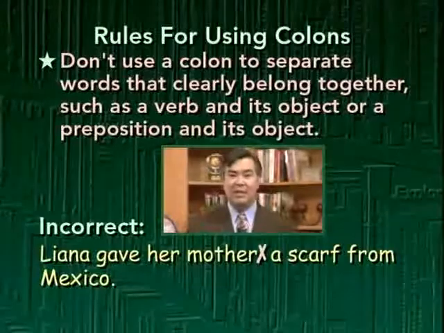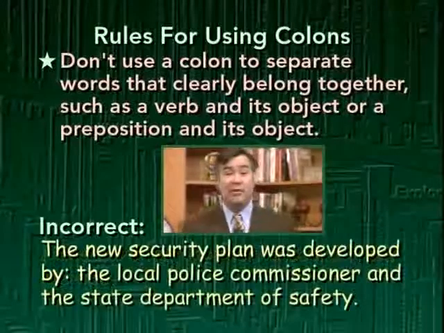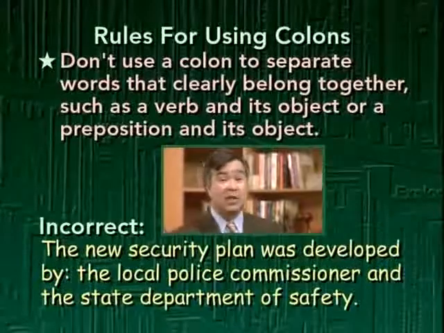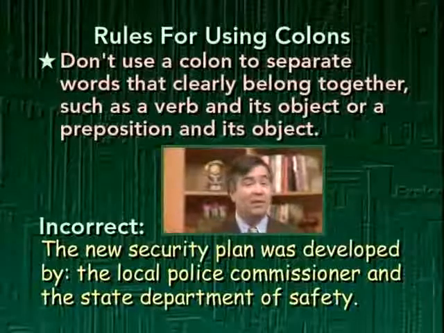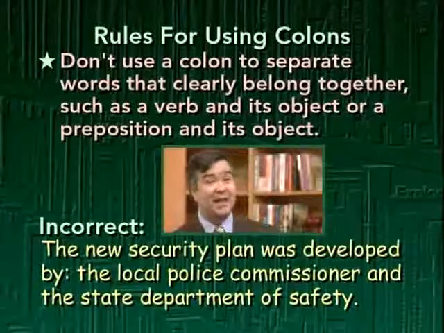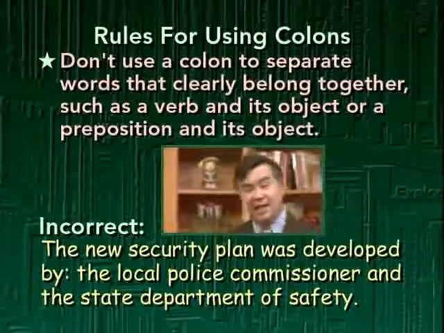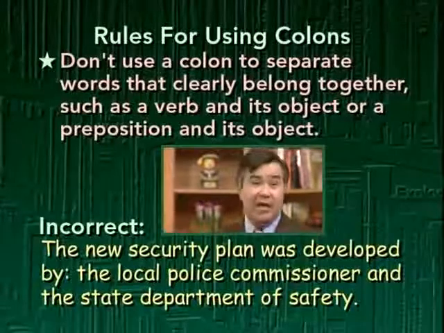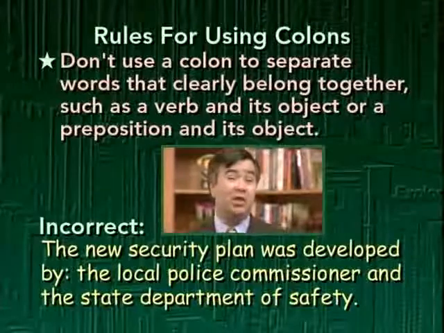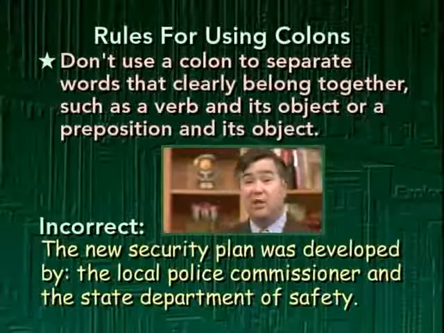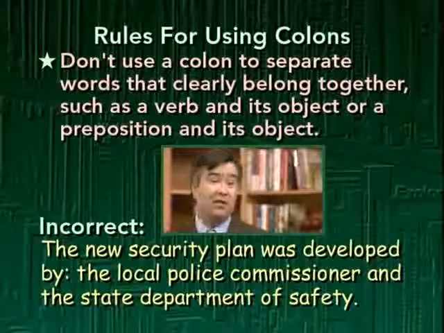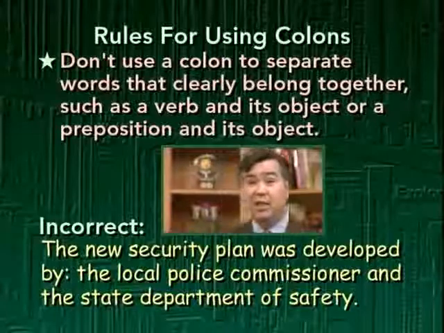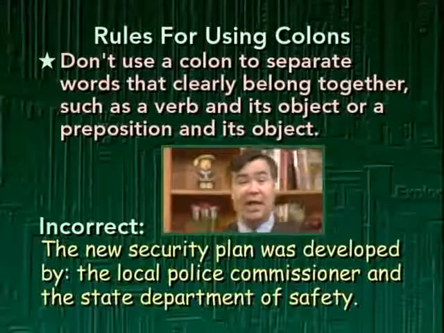And one more example. The new security plan was developed by: the local police commissioner and the State Department of Safety. Once again, the colon has been used here as a kind of introductory punctuation mark. And we've seen that colons can be used to introduce lists, as, for example, in the sentence we looked at previously, where the colon introduced the list Charles Chaplin, Buster Keaton, and Harold Lloyd.